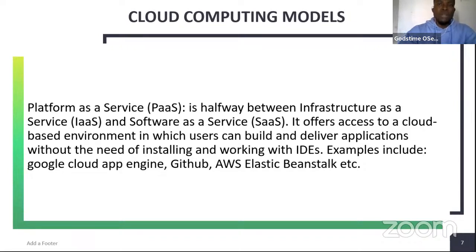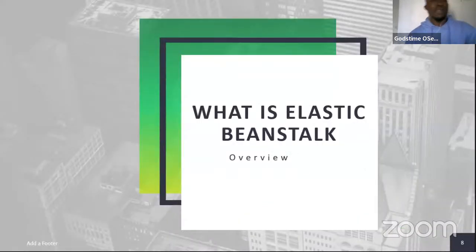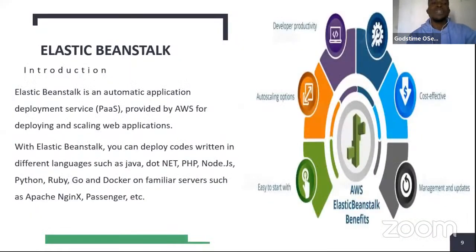All right, we'll talk about Elastic Beanstalk, and then you'll understand what I'm talking about. Okay, what is Elastic Beanstalk? Elastic Beanstalk is an automatic application deployment service. The platform as a service, like we said, is provided by AWS for deploying and scaling web applications. Elastic Beanstalk is believed to be the simplest and easiest way for developers to deploy web apps.